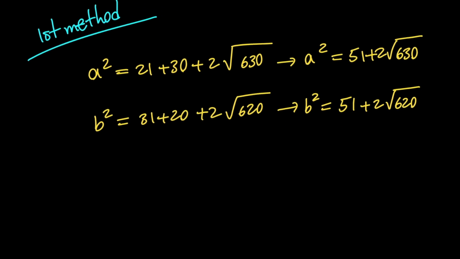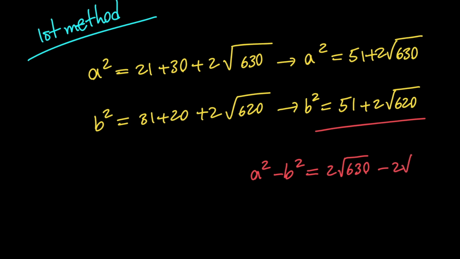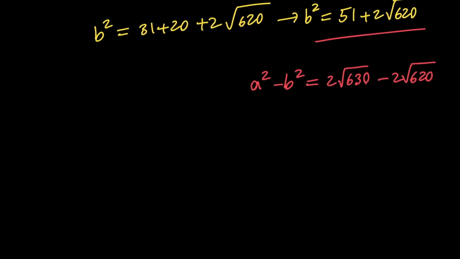Next, let's go ahead and subtract B squared from A squared. So if you do that, we're going to get A squared minus B squared equals 51 cancels 51, so we get 2 times the square root of 630 minus 2 times the square root of 620. Now, it is obvious that the right-hand side is something positive, right? So that means that A squared minus B squared should be positive.